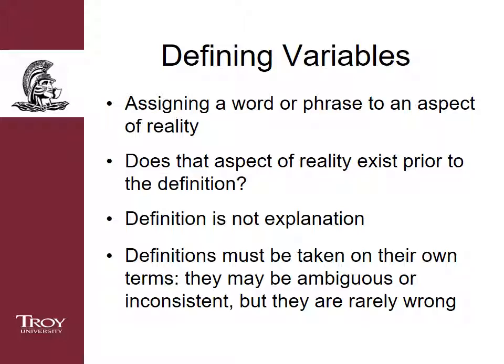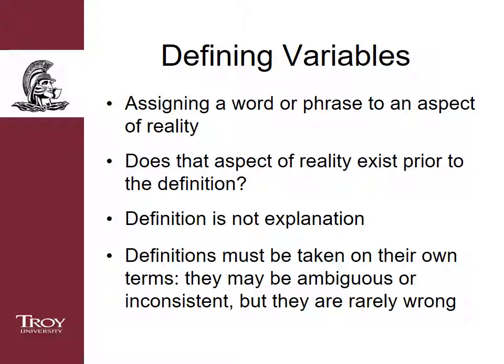Okay, defining. Academics, we haggle over definitions a lot. And it's important, but I understand it is sometimes vexing to people. The process of defining a variable is simply assigning a word or phrase to an aspect of reality. And an important thing to consider in this, you might not think it to begin with, but does that aspect of reality exist prior to the definition? Is there really something out there?